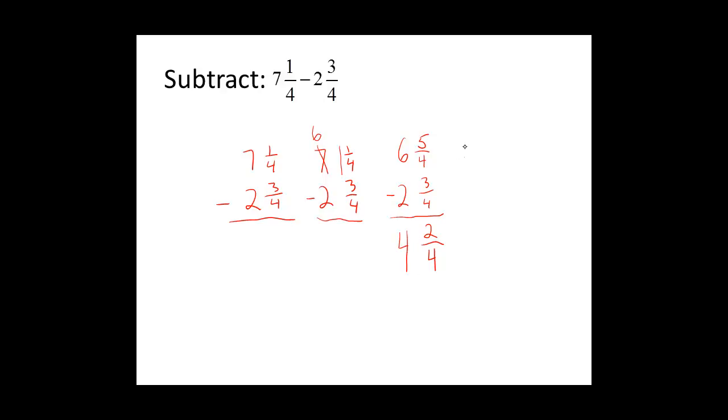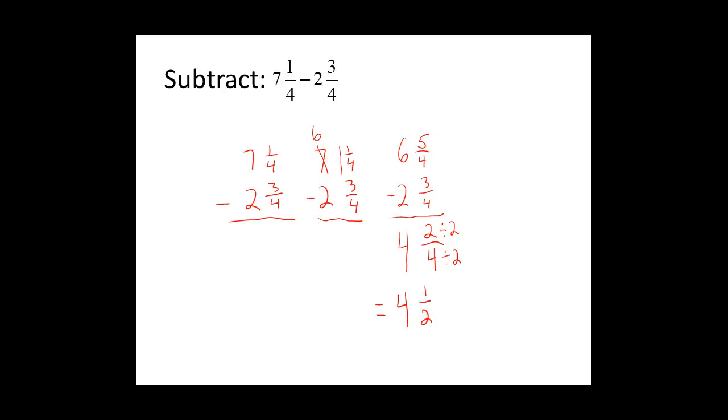So now we have a fraction that can be simplified further, so we need to divide by the greatest common factor. The greatest common factor for these two even numbers is 2. So we'll divide the numerator and the denominator by 2. So we end up with 4 and 1/2.